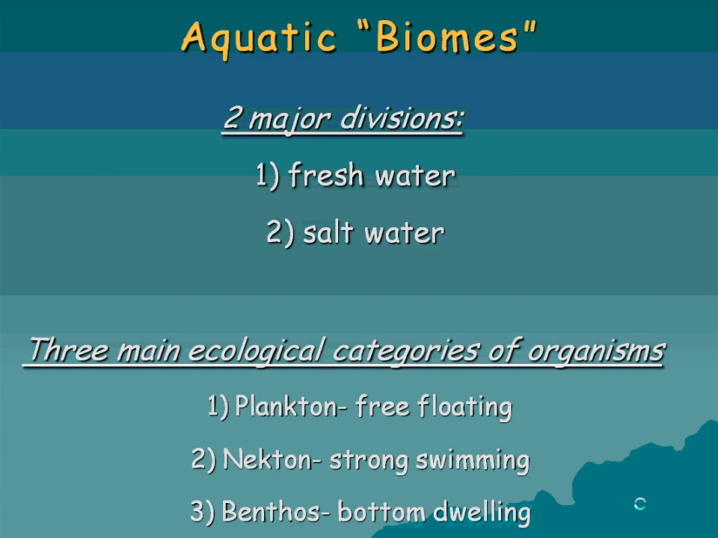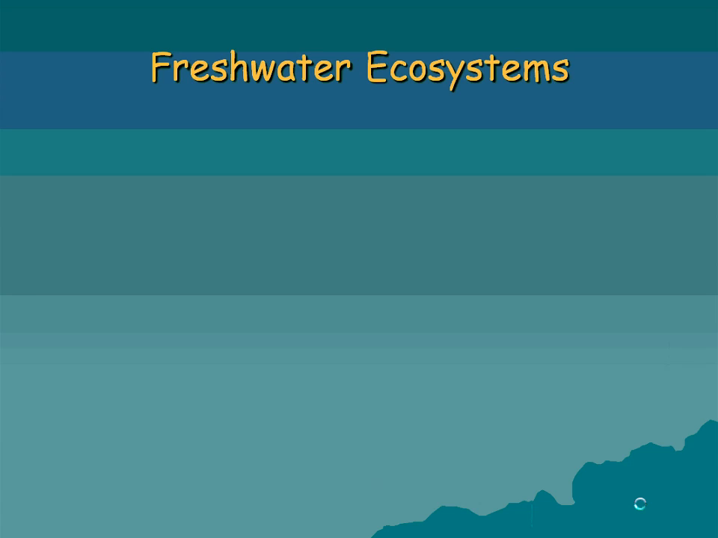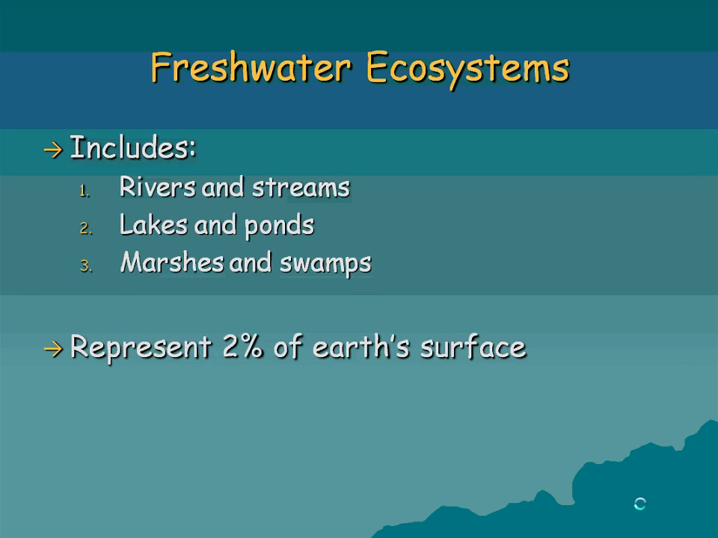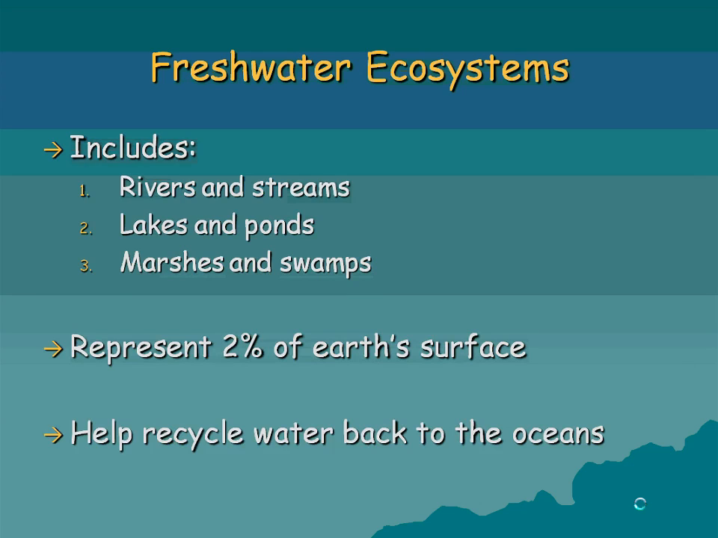And then there are benthos organisms, and those are those that live on the floor of either the ocean or a river or a lake, things like clams and that sort of thing. Okay, so freshwater ecosystems. So again, we're going to go into freshwater first and then saltwater. And these include rivers and streams, lakes and ponds, and then marshes and swamps. And together they represent only 2% of the Earth's surface.